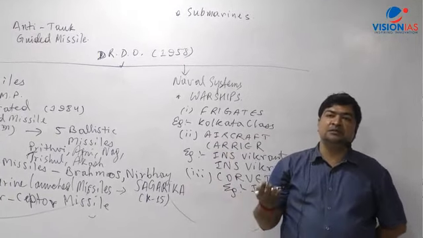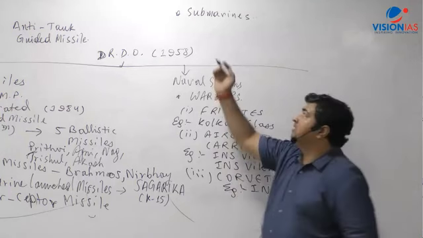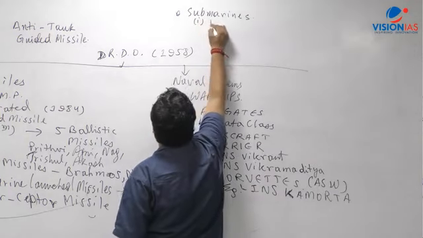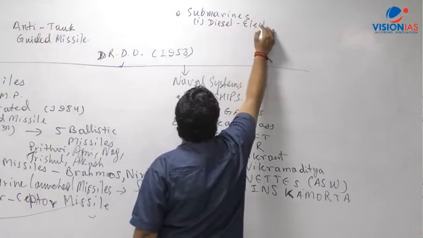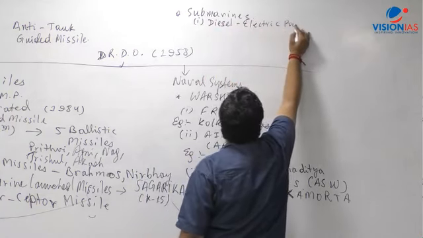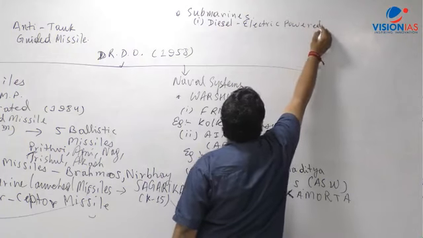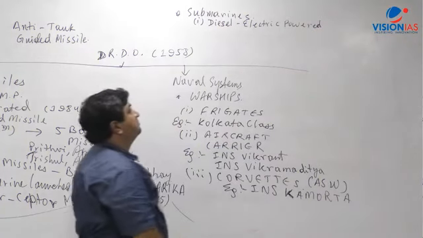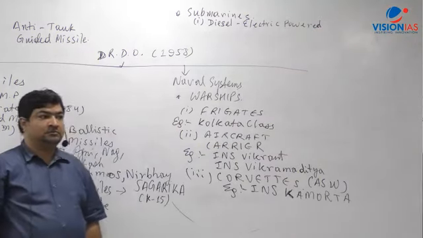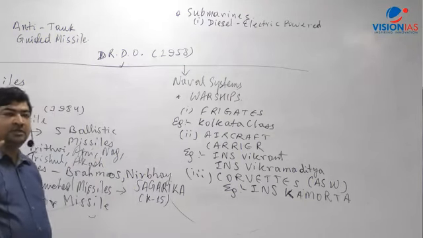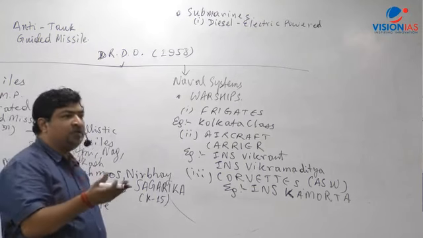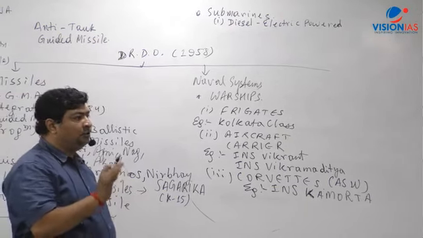What is a conventional submarine? Diesel powered. So let me write here, diesel electric powered. Can you give the name of such a submarine which is diesel electric powered? Kalvari. Okay, this is a very good way. Whenever a factual question comes, a fact-based question is asked, then you have to remember this.